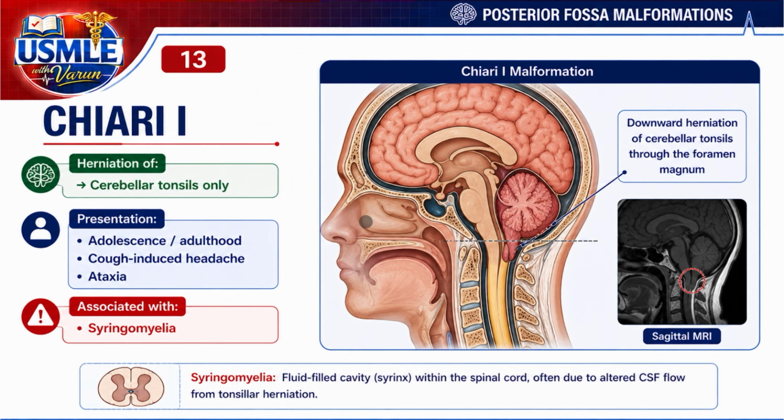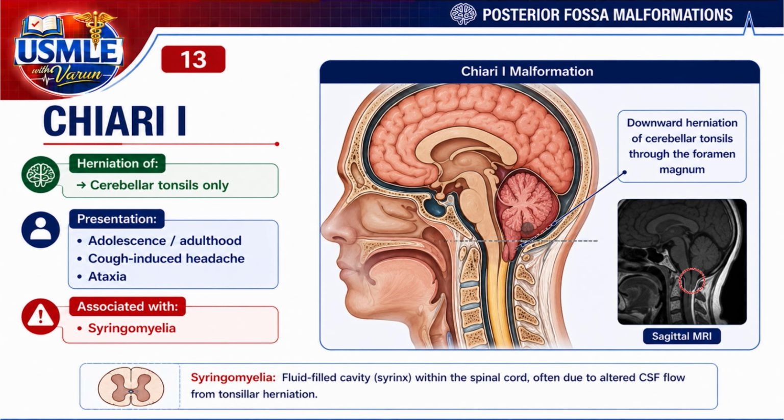Now let's try to understand a few posterior fossa malformations. The first thing is the Chiari 1 malformation. This involves herniation of cerebellar tonsils only. It usually presents later, during late adolescence or adulthood. Symptoms could include headache that worsens with cough and also ataxia. It's associated with a condition called syringomyelia, where there's a cyst in the spinal cord. We can see in the image that there's downward herniation of the cerebellar tonsils through the foramen magnum.